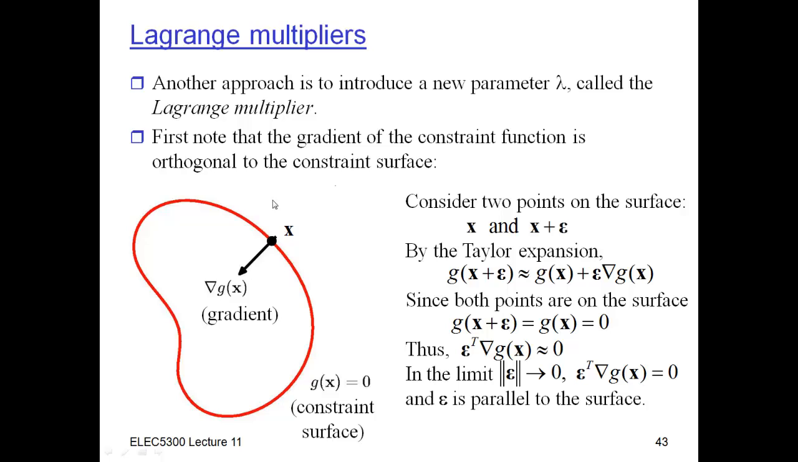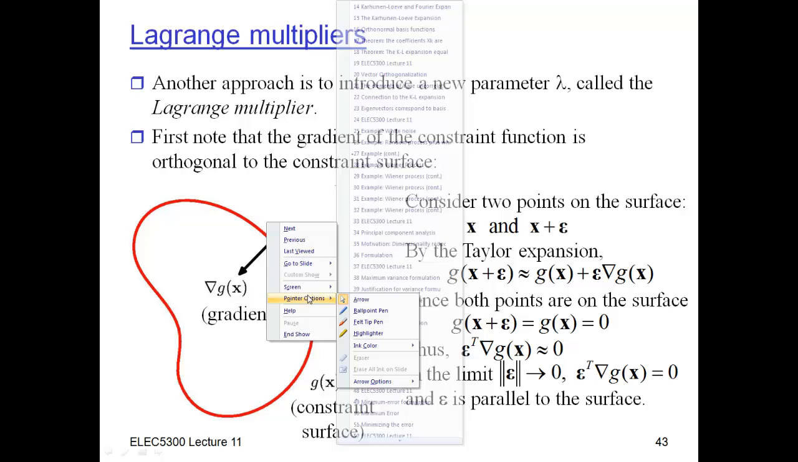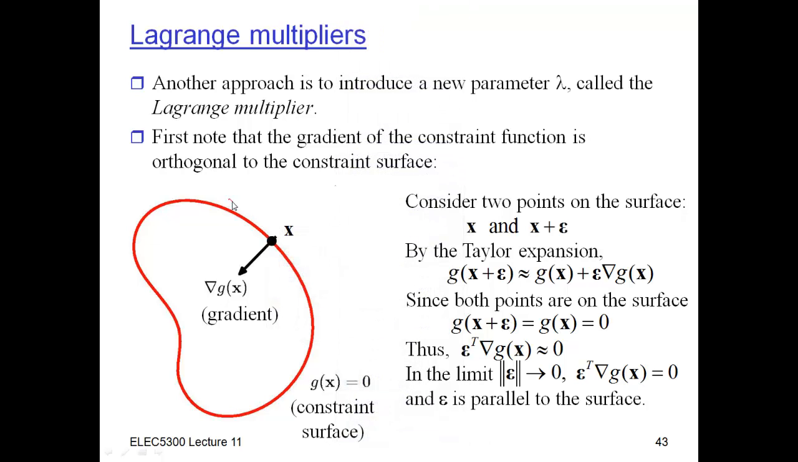Now, if I look at the gradient of this function g of x, right, at this point x, it turns out that that's pointing in a certain direction, right, either pointing up or pointing down, right? And that gradient then is orthogonal to this surface, right? So if I draw a tangent line to this surface, this line is going to be 90 degrees. How do I know that?